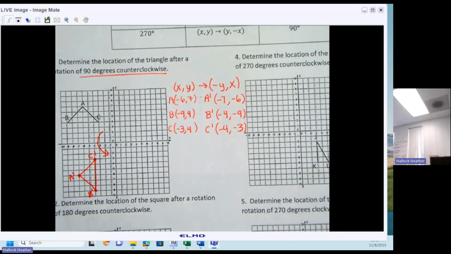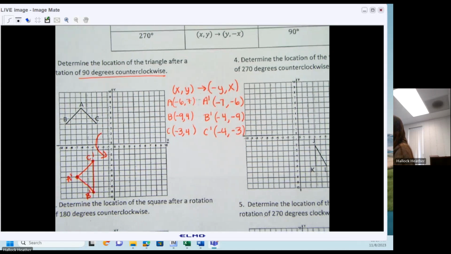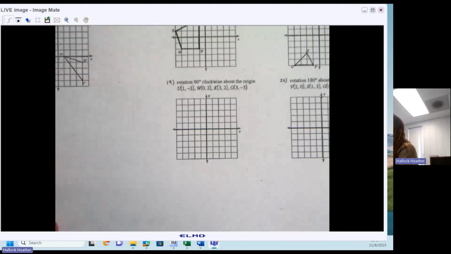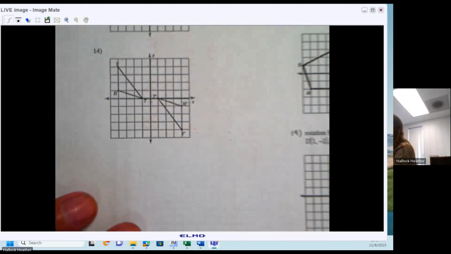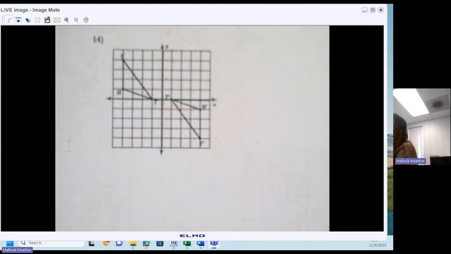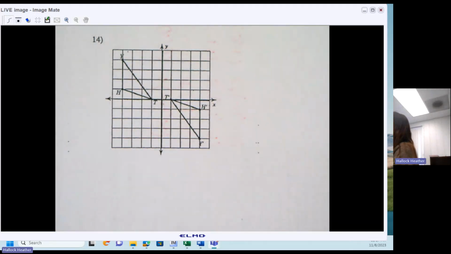Let's go on the back and look at one of the ones that gives you both pictures, because we have to determine the rotation. So on the back, let's look at number 14. For this one, make sure you're looking at the original and you're going to the image, which is the final answer. So you're going to the prime.